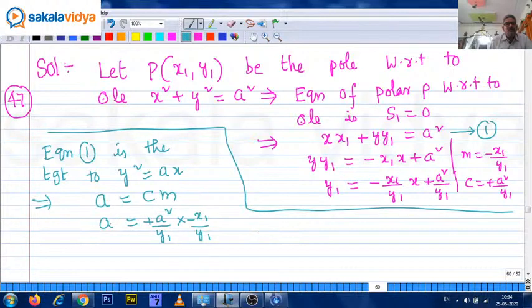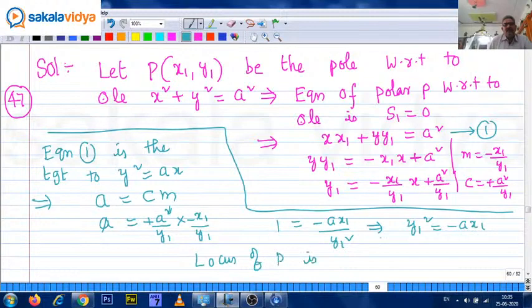Now we can write, a gets cancelled. We have 1 equals to minus a x1 upon y1 square. That implies y1 square equals to minus a x1. Locus of P: instead of y1 write y, instead of x1 write x. So y square equals to minus ax, or we can write y square plus ax equals to 0. This is the answer.